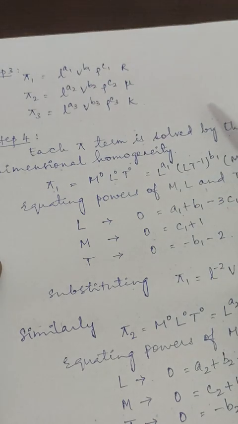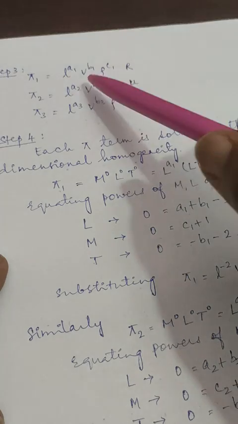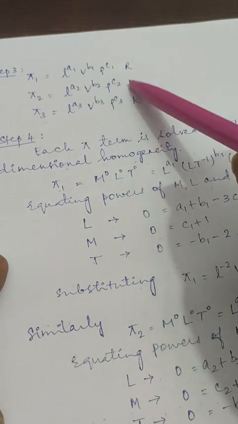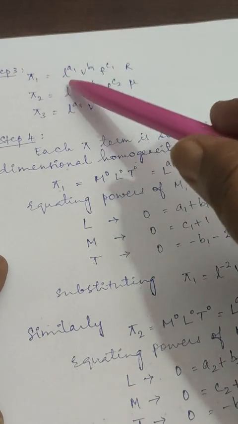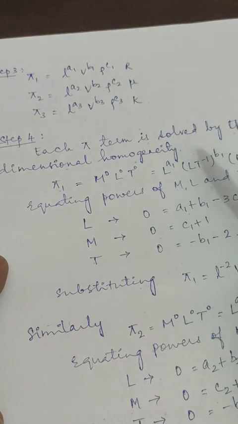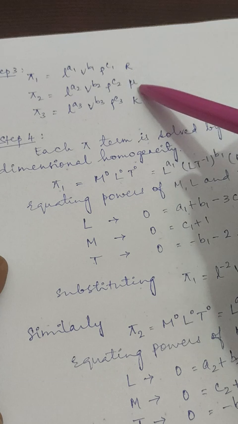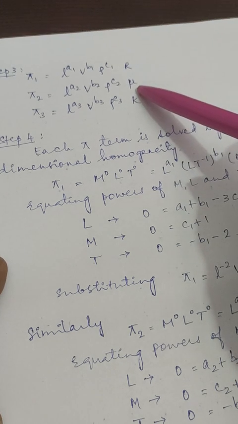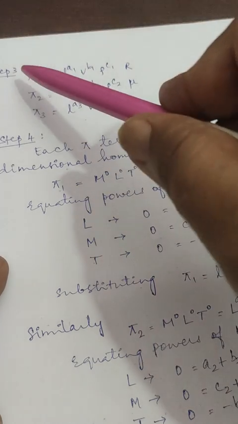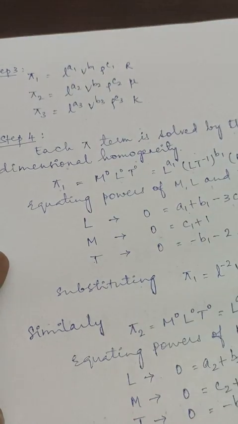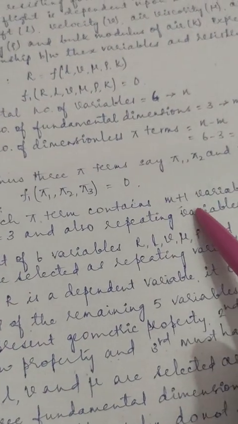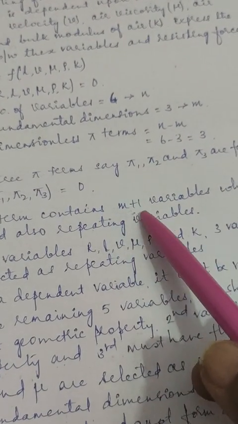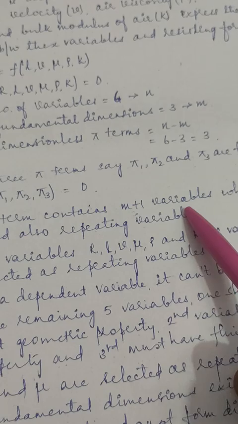So we have totally 6 variables. Out of 6 variables, 3 of them are repeating variables. Which are they? L, V, and rho. The other 3 variables I am writing only once. So here we are writing R, mu, and K. So each pi term will contain m plus 1 variables, that is 3 plus 1, that is 4 variables.